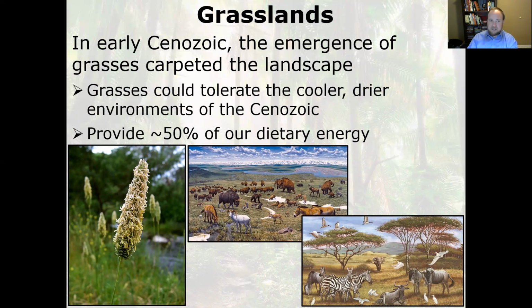Grasses, I should say. So in the early Cenozoic, grasses started kind of carpeting the landscape. Grasses were able to tolerate the cool, drier conditions in the Cenozoic. Not right away in the Cenozoic, the Paleocene and Eocene are still fairly warm, but then it starts dropping off pretty quickly in temperature after that, culminating in the ice ages.